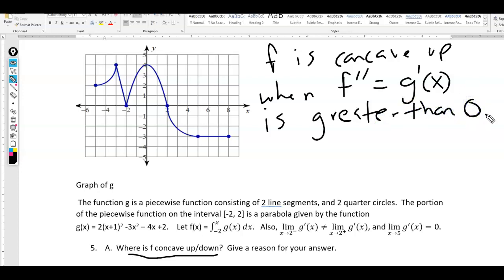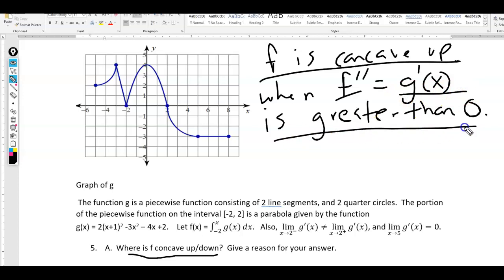Or you could just say positive. So the function F is concave up when F double prime, which we established earlier is the same thing as G prime, is greater than 0. So now we need to state this because the question is asking about F. However, we need to state this as well because that's the fact that we're going to use to answer the question. And so now we're going to state, where is G prime of x greater than 0?